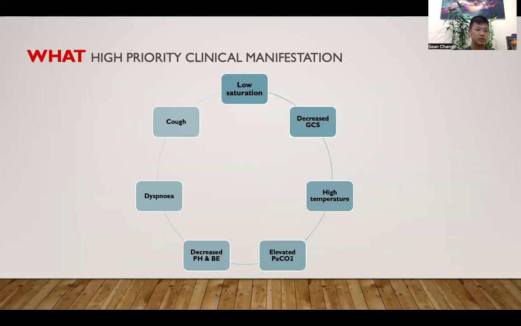such as pneumonia. In general, based on all highlighted evidence, including low saturation, decreased GCS, fever, elevated PaCO2, decreased pH and BE, dyspnea, and cough, we can identify that breathing issue is the highest priority when treating this patient.